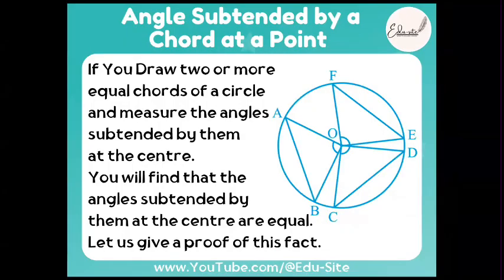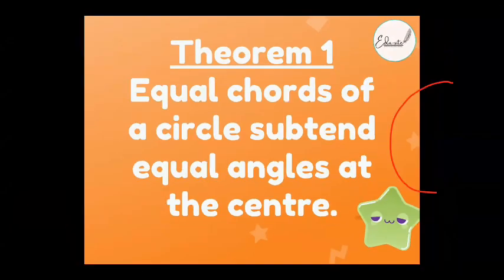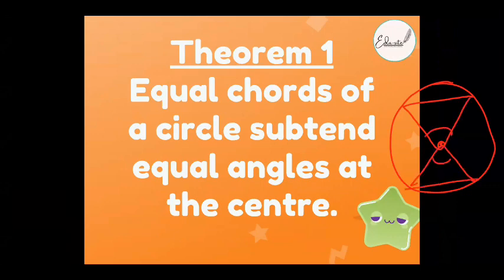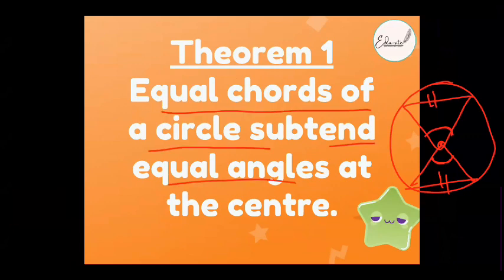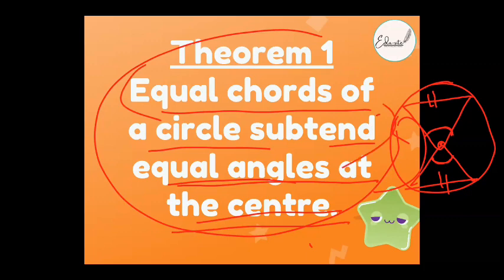This is what we are going to study. The angles subtended by the equal chords are equal, right? The first theorem, do you remember? Angles subtended by the equal chords at the center of the circle are equal. This angle is equal to this angle. What is theorem number 2, beta? If the angles subtended are equal, then the chords are equal, correct? Theorem number 1: equal chords of a circle subtend equal angles at the center. The converse of this theorem states that if the angles subtended at the center of the circle are equal, then the chords are equal, correct?